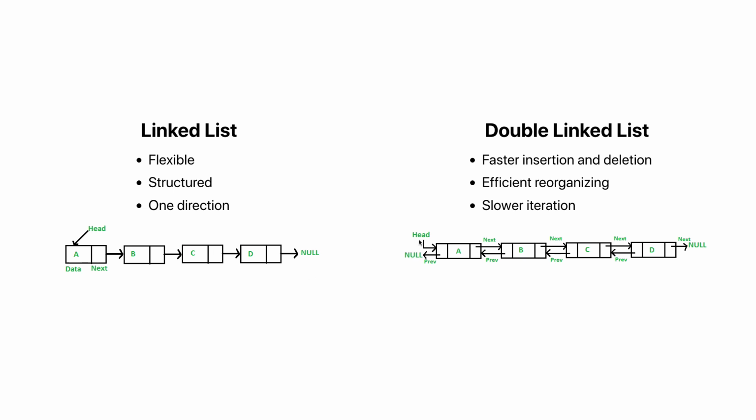With both of these, you have a head that just points to the first node in the list or the double linked list, and then your last element will just point to null. So if you insert something at the end, it'll create a node. The last element will then point to that new node, and that new node will point to null.